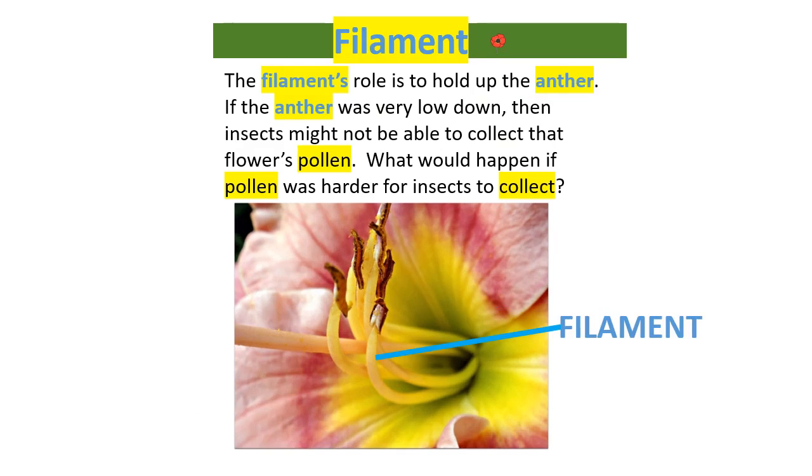Filament. The filament's role is to hold up the anther. If the anther was very low down, then insects might not be able to collect that flower's pollen. What would happen if pollen was harder for insects to collect? So the filament is under the anther, and both of these make up the stamen.